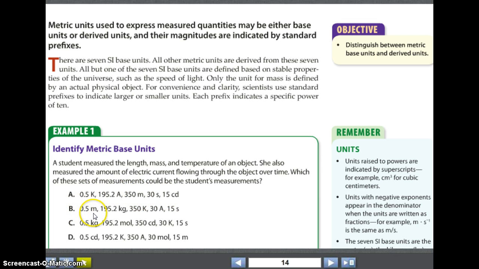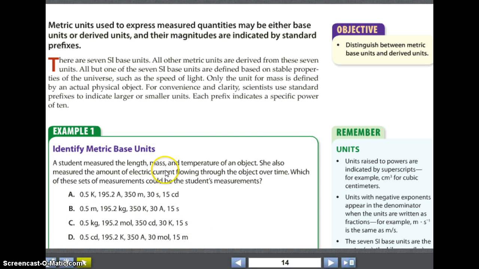Let's look at B. Yep, we have a lowercase m for meters, so that's a possible answer. Look at C. There are no meters, so C cannot be the answer. And look at D. There are meters, so it's a possible answer. All right, let's go to the next one.